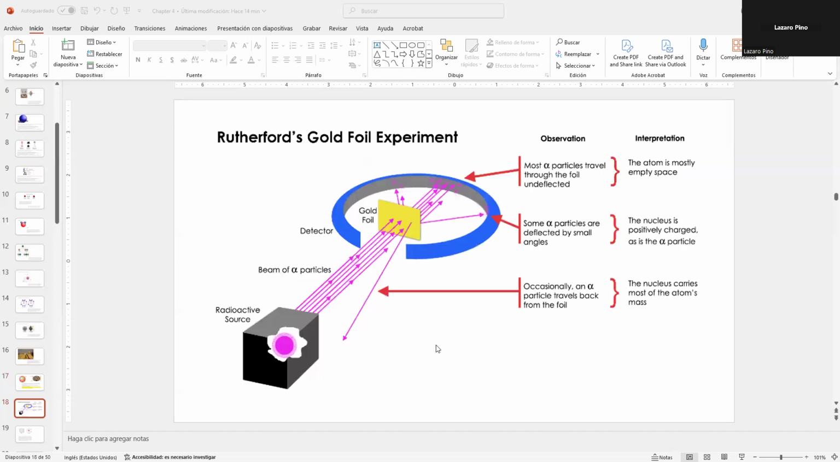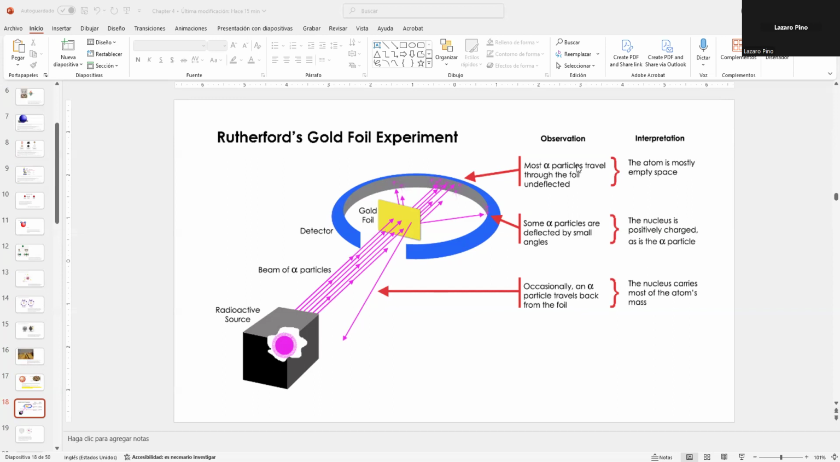But Rutherford, using the gold foil experiment, passed radioactive particles through a gold foil. And he observed that not all the particles went through the foil. Most of the particles go through, but some particles were deflected and some travel back, as you can see here.